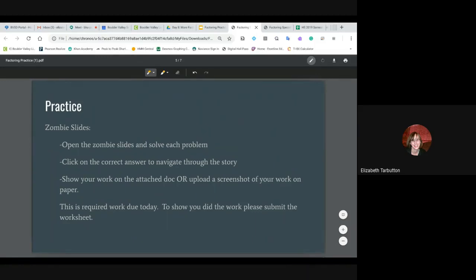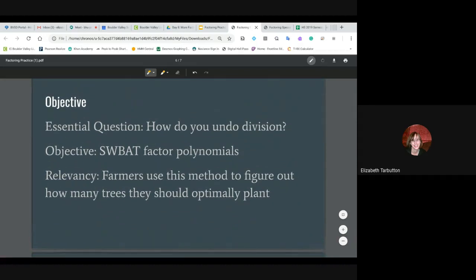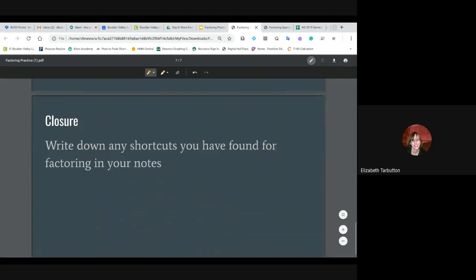And we have created a document for you so you can show your work. This is required work. It's due today. So what you're going to do is upload a screenshot of your work, or do the work in the attached doc using your equation editor. And that'll show us that you did the work. And that's all we're asking for today. So hopefully you can factor those polynomials, and that's what you're going to do your practice on.